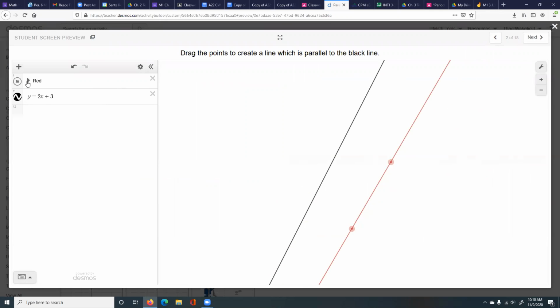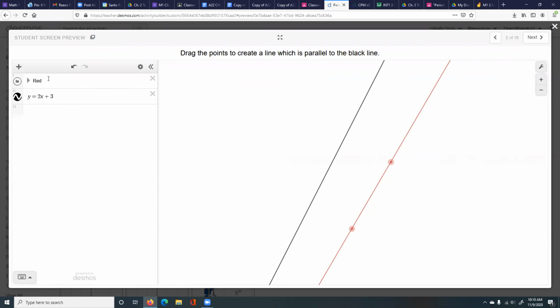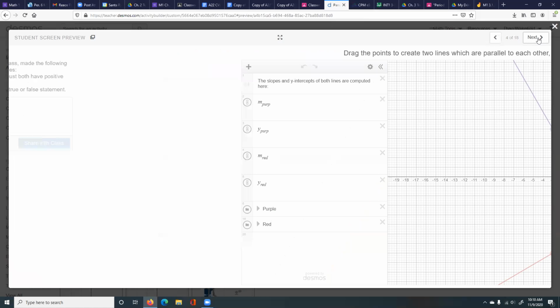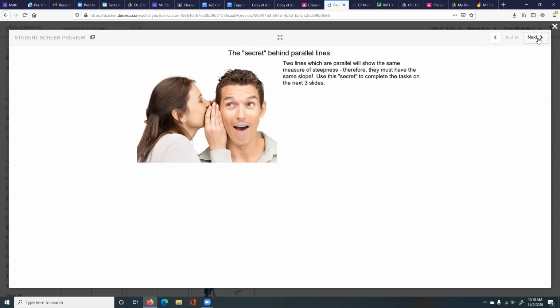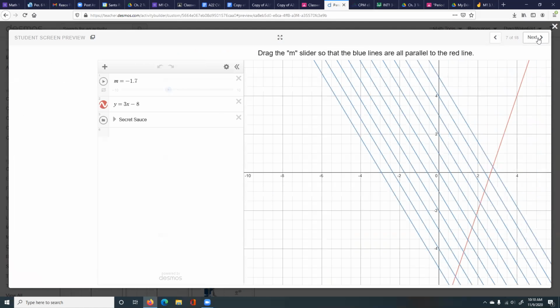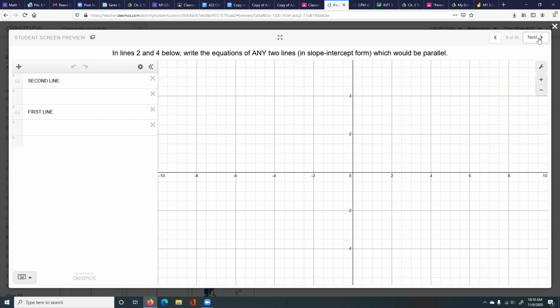I want to check the slope over here. See, this slope is 2. So what would the slope of the red line need to be? The slope of the black line is 2. What would the slope of the red line need to be to be parallel? And so on and so forth. This Desmos activity is really good. I really like it. You're going to get to do it before the end of class today for 10 points credit. So that's kind of what it looks like.